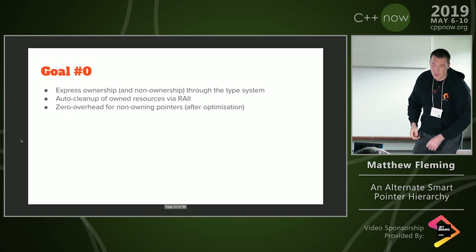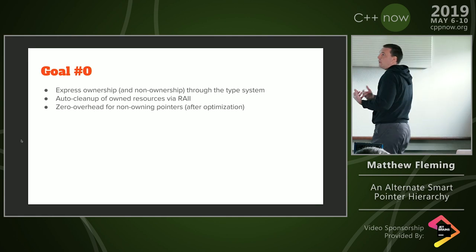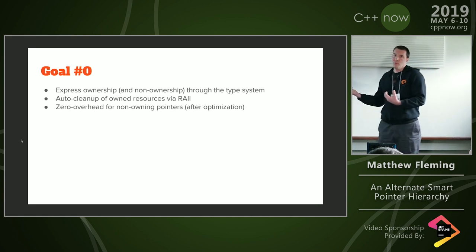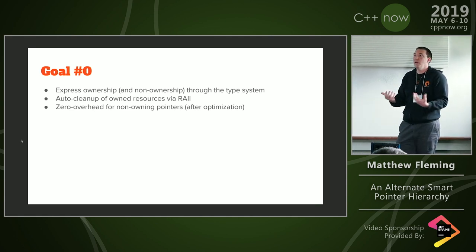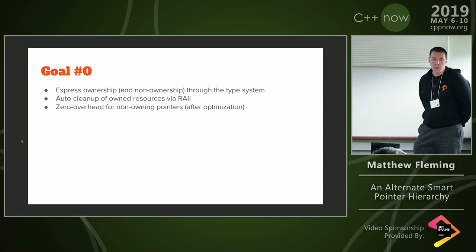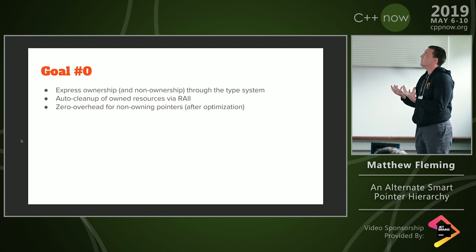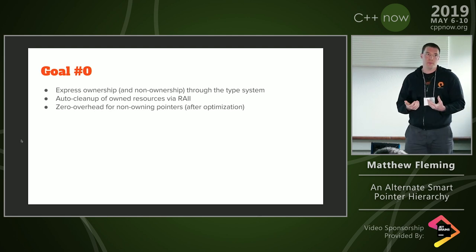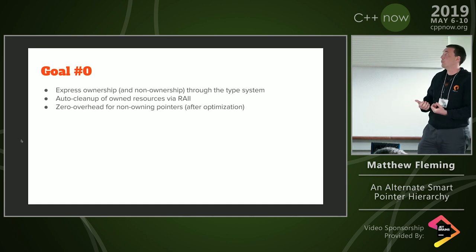But I had these raw pointers, and I want to get rid of those raw pointers because raw pointers are dangerous. I don't know of a clear ownership model for them. So what are the goals when I want to create other smart pointers? I want to express ownership and non-ownership through the actual type system, right? I want the compiler to check these things for me.